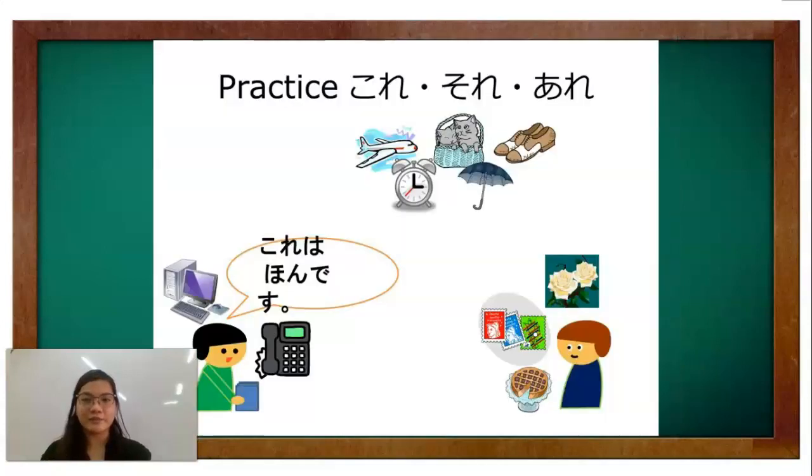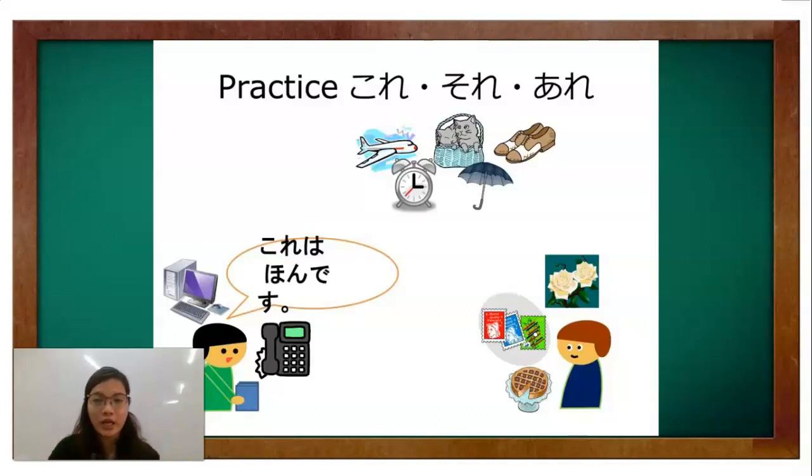And next, let's practice kore, sore, are in this part. But before practicing this, let's just review some vocabularies here in this picture. This one he's holding is a book. In Japanese it is hon. Next is a computer. You can use computer or pasokon for this, but we will just use pasokon for this one.